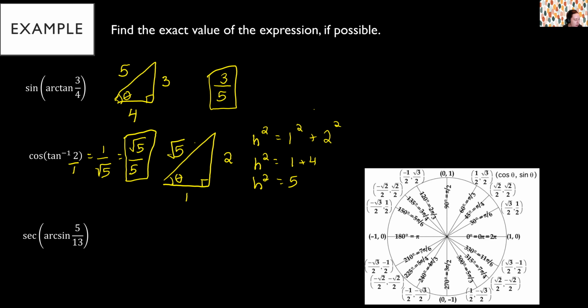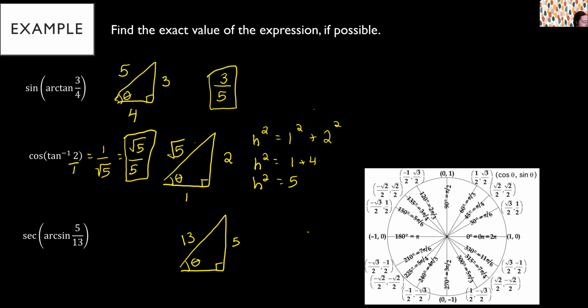So now the last one here, I've got secant of arcsine of 5/13. So draw my triangle, label my angle. Sine is, I always have to do SOHCAHTOA, so it's opposite over hypotenuse. So the opposite is 5, and our hypotenuse is 13.